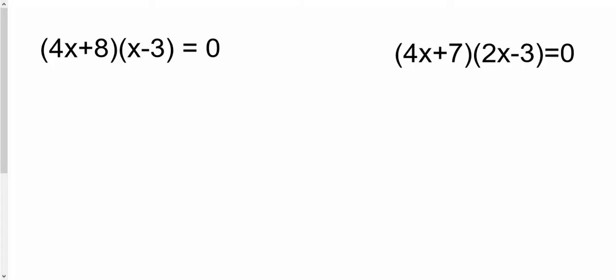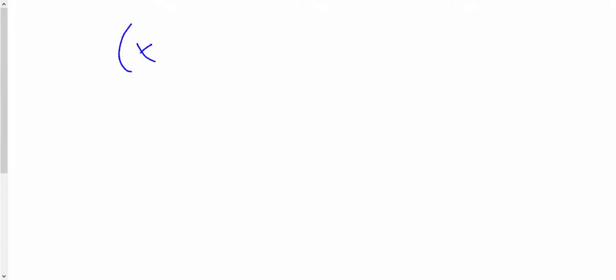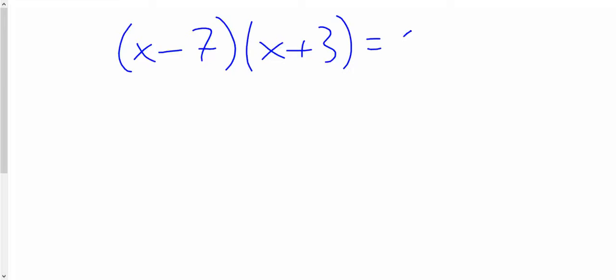Okay, so here's a couple more problems. Now, you might say to yourself, well, x minus 7 times x plus 3 equals 0. Well, Mr. Drexler, don't I just do the opposites? Well, 7 and negative 3. Those are the answers. Because 7 minus 7 is 0. 0 times, if I plug in 7 for the other one, 10. 0 times 10 is 0. And then plug in negative 3. Negative 3 minus 7 is negative 10. Negative 3 plus 3 is 0. Negative 10 times 0 is 0. Yeah, they're just the opposites.